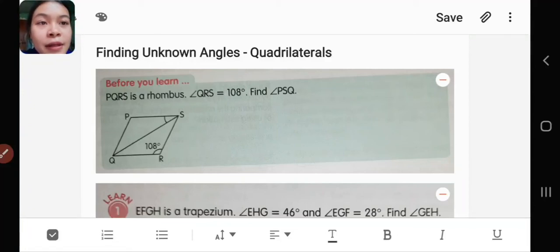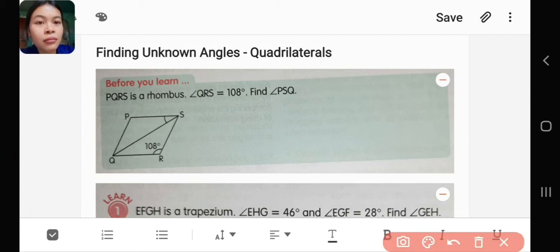So today Miss Sarah is going to continue the explanation of lesson 2, textbook page 150, about finding unknown angles of quadrilaterals. Before we dig further into the middle of the lesson, I'm going to explain the before you learn section here.